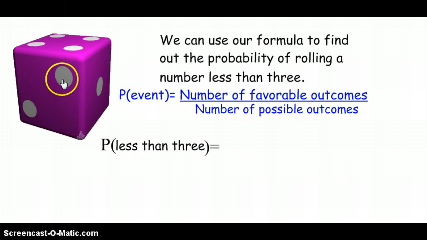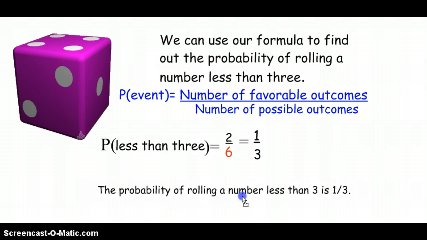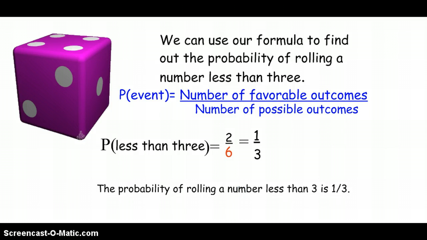And if we look at the dice here, we can see the number 2 and the number 1. Those are the only numbers less than 3. So our number of favorable outcomes is 2. And we know from the last problem that there are 6 possibilities. So our fraction is now 2/6, which is not simplified, so we're going to simplify it. It's equal to 1/3. And now we can say that the probability of rolling a number less than 3 is 1/3.